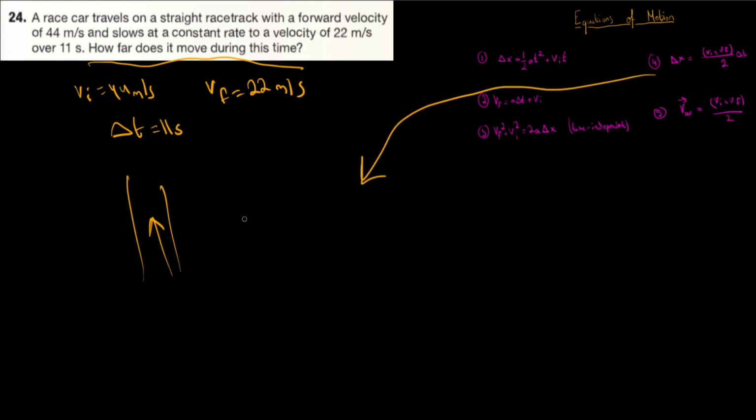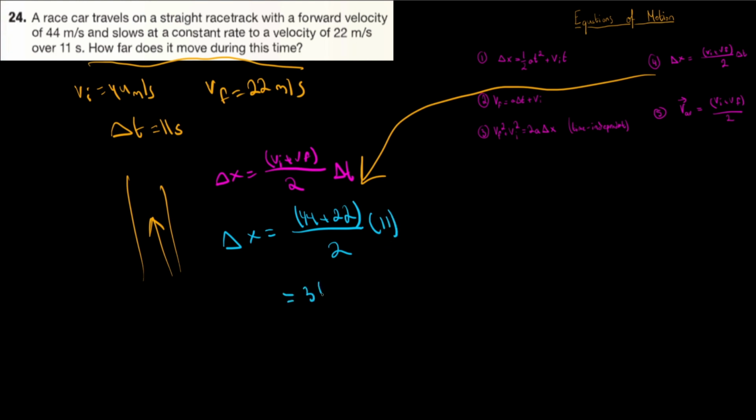So we're just going to write it again here. Delta x is equal to v initial plus v final over 2, multiplied by the time. If we substitute, we write delta x is equal to 44 plus 22 over 2, multiplied by 11 seconds. Then we'll get the answer of 363 meters. So delta x is equal to 363 meters, and that is how far it travels.